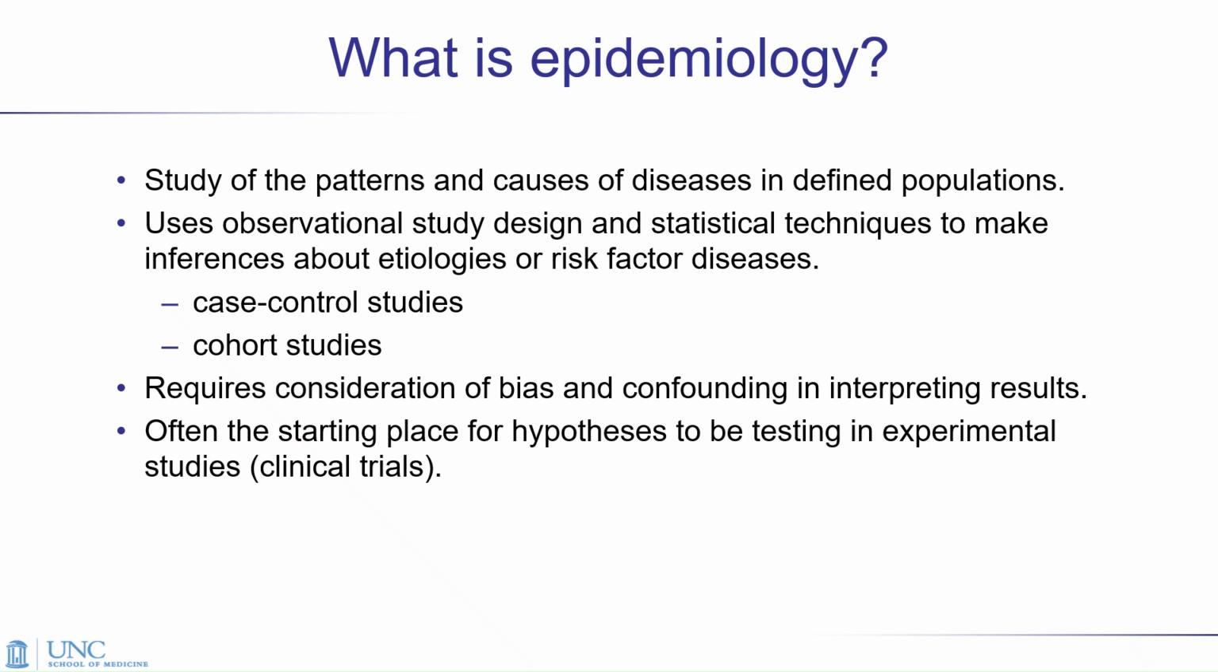When you're doing epidemiology like this, you have to consider things like bias or confounding. So what other factors might explain results besides what you're studying primarily? And these studies are often the starting place for getting ideas or hypotheses to be tested in experimental studies like clinical trials.